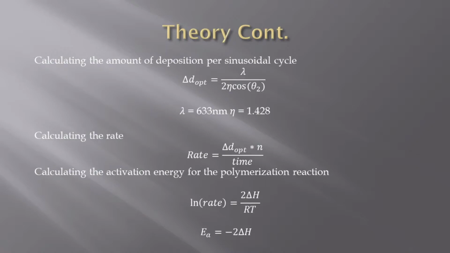Finally, the activation energy can be calculated using the last 2 equations. In the first of these equations, you solve for delta H. In this equation, R is the constant 8.314 joules per mole Kelvin, and T is the temperature of the substrate. You can then multiply that delta H by -2 to get the activation energy.